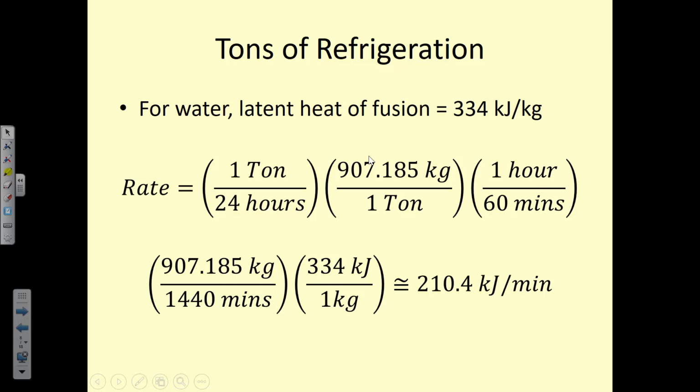That's what that means. So if we look at the rate of this, 1 ton in 24 hours, we can convert tons to kilograms and then convert hours to minutes. So we get this rate of 907.185 kilograms per 1440 minutes. And then if we multiply that by the latent heat of fusion, it's actually 210.4 kilojoules per minute. So 211, they're rounding up, I don't know. But everywhere I have ever seen it, it's always 211. So take that as you will. But that's where it comes from. That's how they do the conversion, sort of.